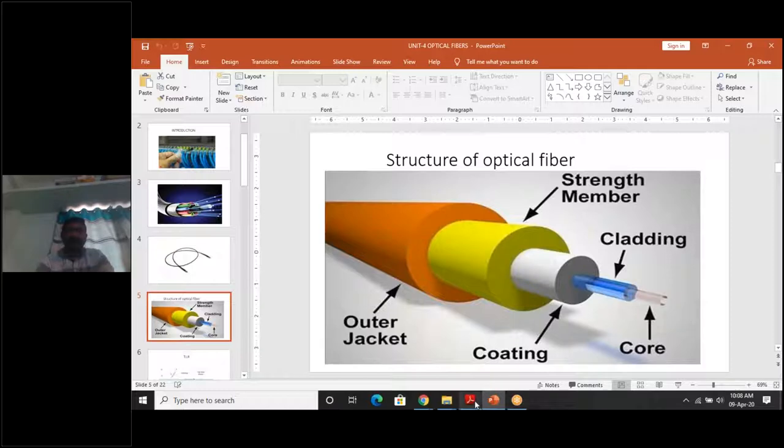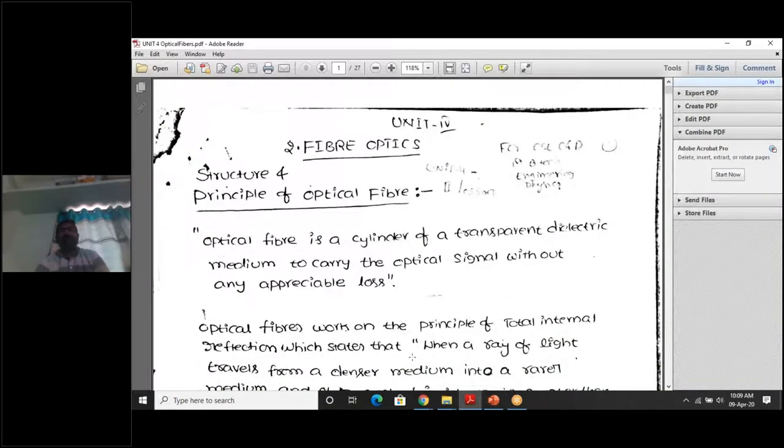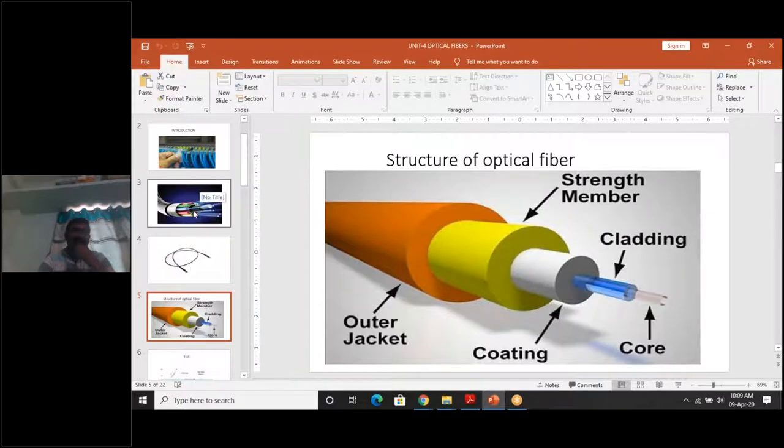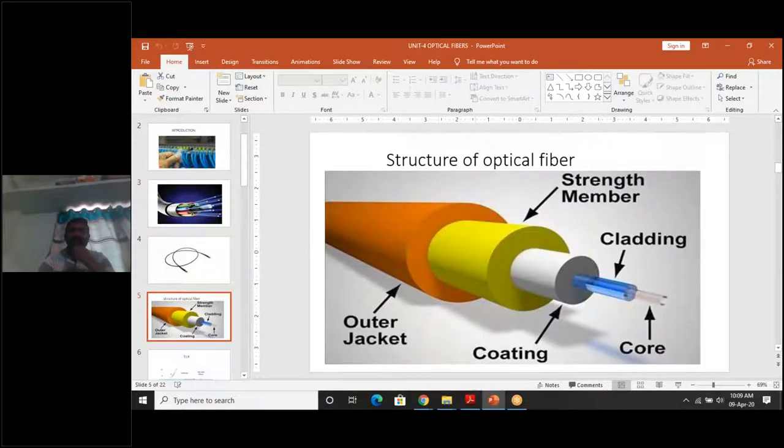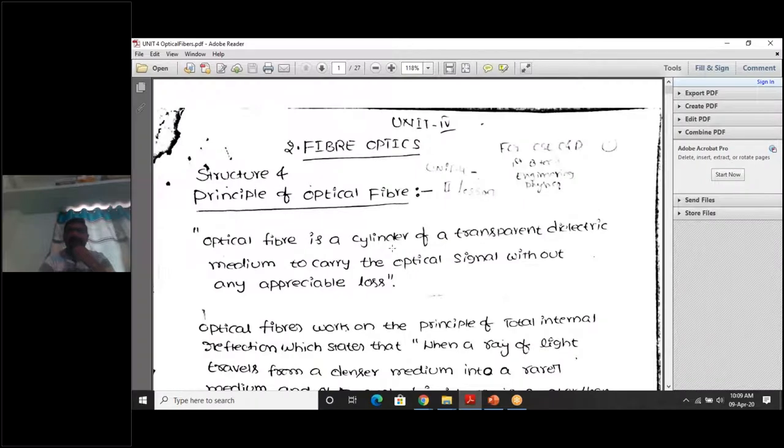Before that, I am going to explain the definition of optical fiber. Optical fiber is a cylinder of transparent dielectric medium to carry the optical signal without any appreciable loss. This is the definition of optical fiber. Once again, optical fiber is a cylinder of a transparent dielectric medium. So what does that mean? You have seen that these are the optical fibers. What is the shape of an optical fiber here? It is cylindrical in shape. That is the meaning of the first part: optical fiber is a cylinder of transparent dielectric medium.